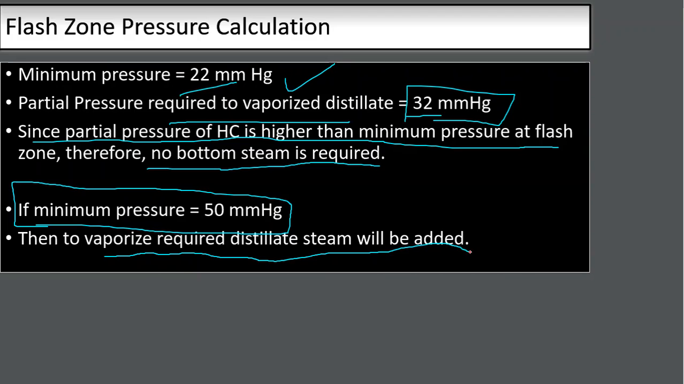That is basically the conclusion. We have to first find out the minimum pressure, and then the EFV pressure. We have to compare them to determine whether the distillation column requires bottom steam or not. That's all on the pressure calculations. So this is all about calculations.